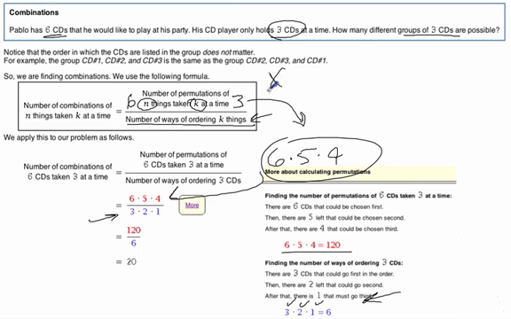Remember this formula and how to interpret it. Plug those numbers in and you'll do fine. So have fun.